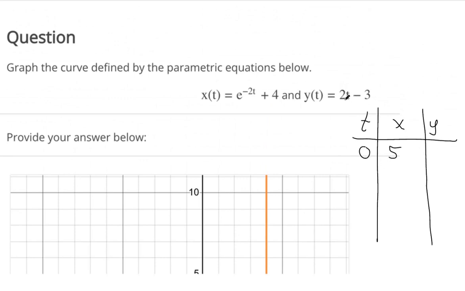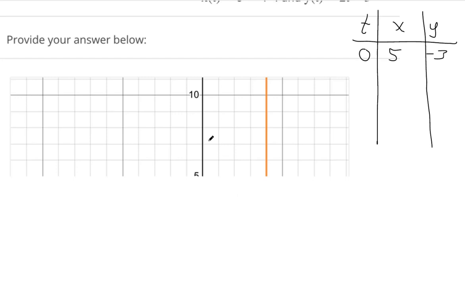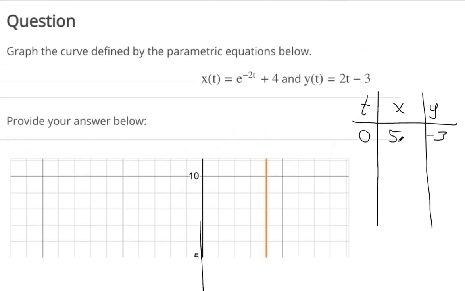If I plug in 0 in here, 2 times 0 is 0. 0 minus 3 is negative 3. So we should be at 1, 2, 3, 4, 5 on the x-axis, negative 3 on the y-axis, and there should be a dot right there. Okay, then we can plug in another one.